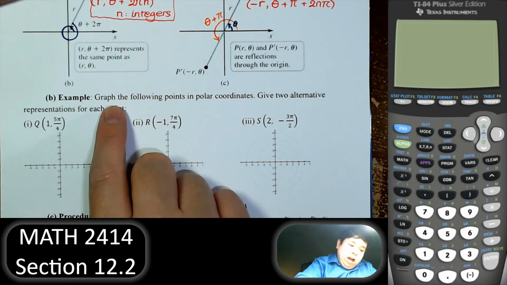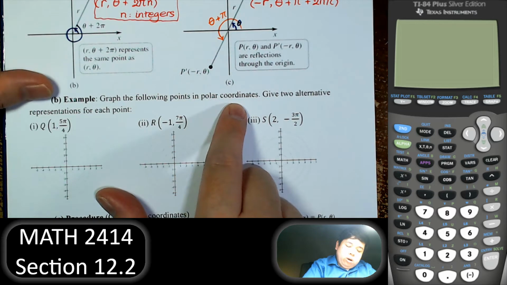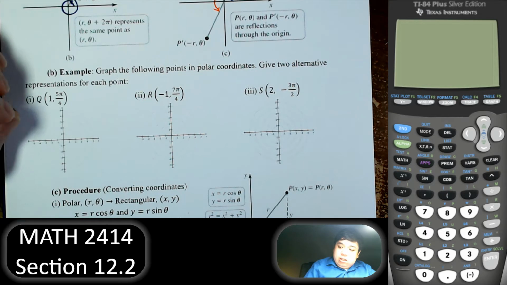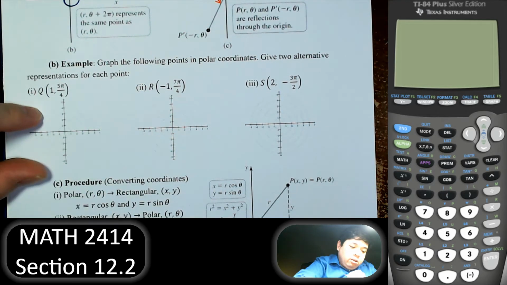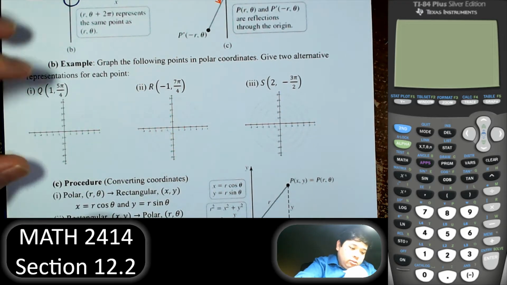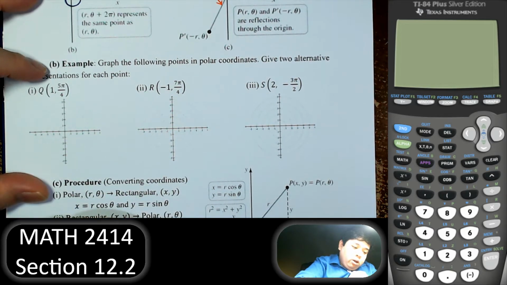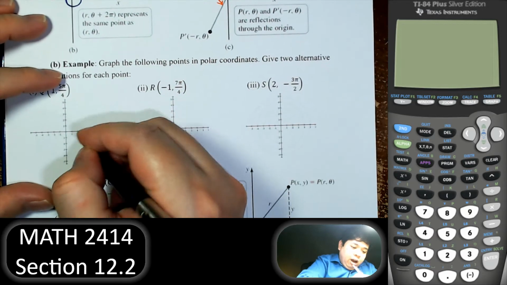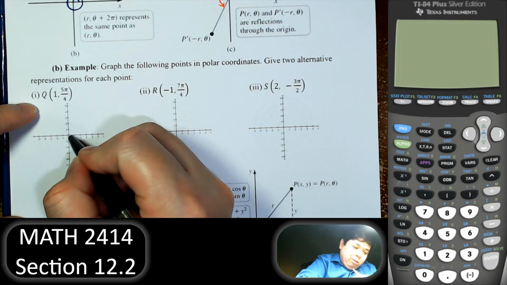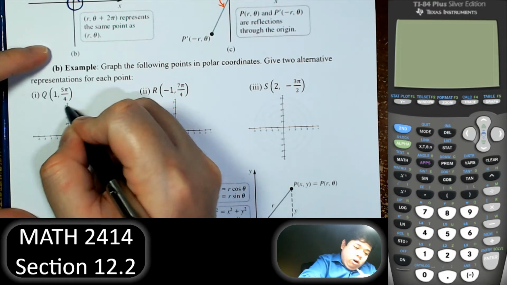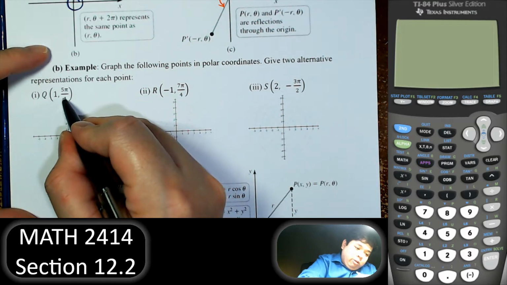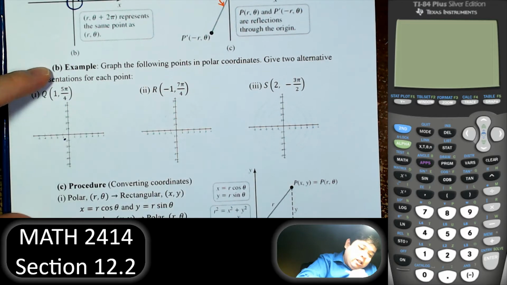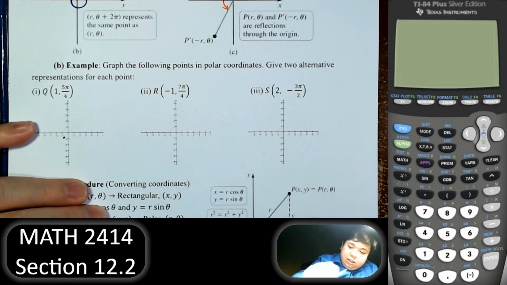Right, now graph the following points in polar coordinates and give two alternative representations for each point. Alright, first the point is 1 and 5 pi over 4. So 5 pi over 4 is 5 quarters of a pi. So 1 pi is one half revolution, and then an extra quarter, so it's going to be this point.